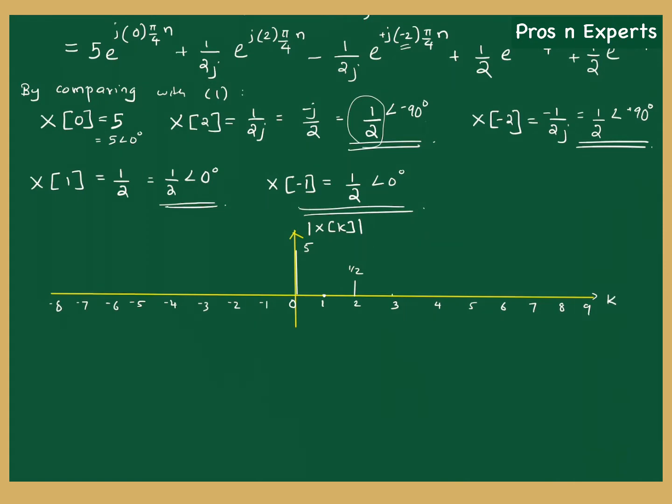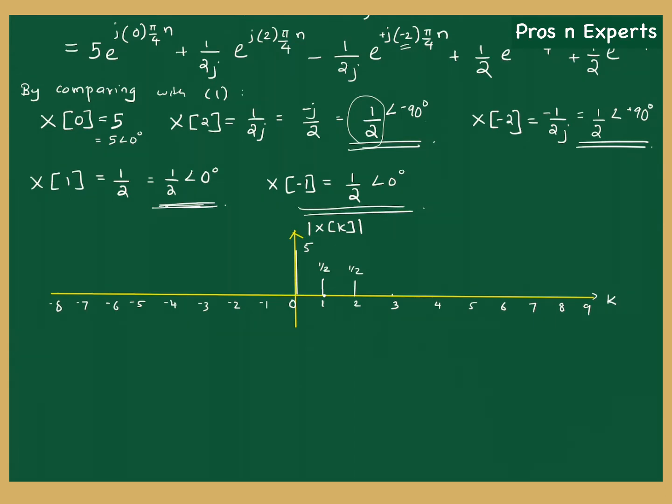X of 3 is 0. X of 4 is 0. Then x of 1 is there. X of 1 is half angle 0 degree. So at x of 1, we have a magnitude half. Then no other k values are there with non-zero coefficients.